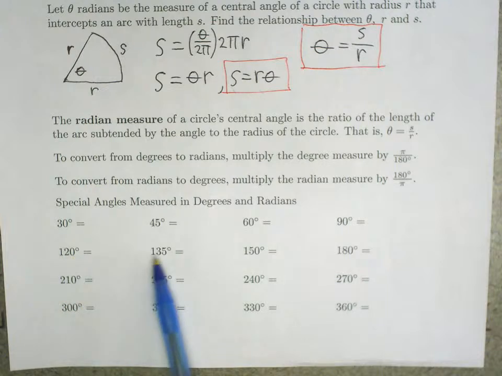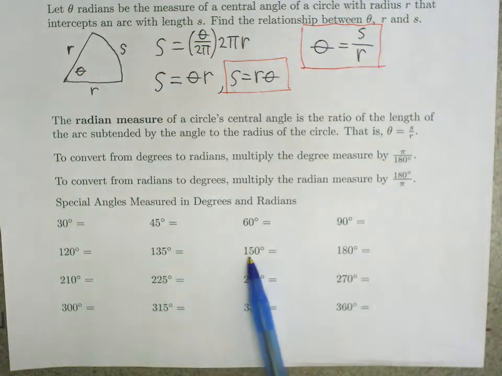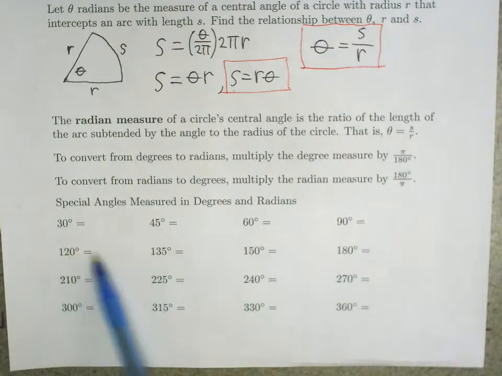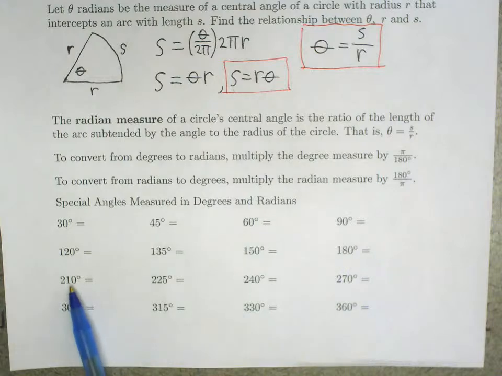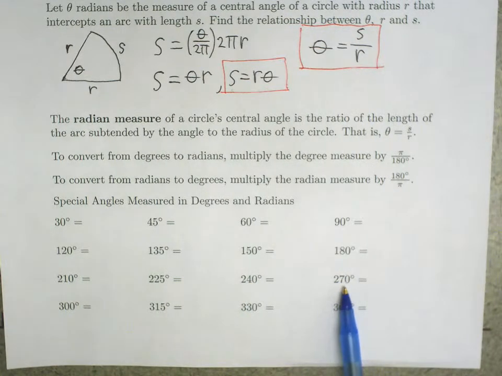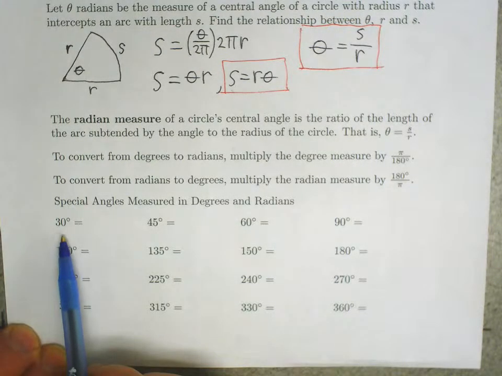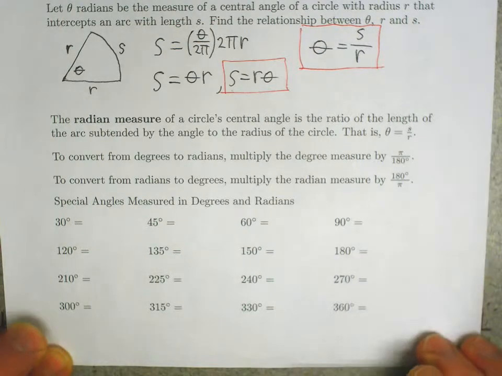And then the next three measures, 120 degrees, 135 degrees, 150 degrees, have terminal sides in the second quadrant, and 180 degrees is a quadrantal angle. It's sometimes called the straight angle. In the next row, 210, 225, and 240 degrees are in the third quadrant, the lower left quadrant. 270 degrees is a quadrantal angle. And finally, 300, 315, 330 degrees are in the fourth quadrant, the lower right quadrant, and 360 degrees is quadrantal. So we want to be able to convert each of those to radian measures.